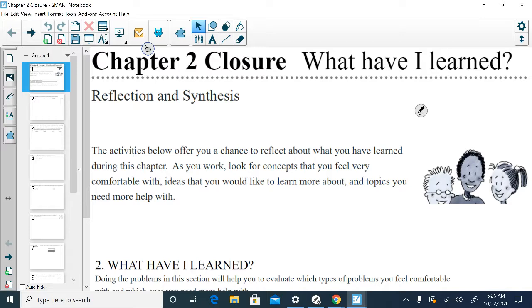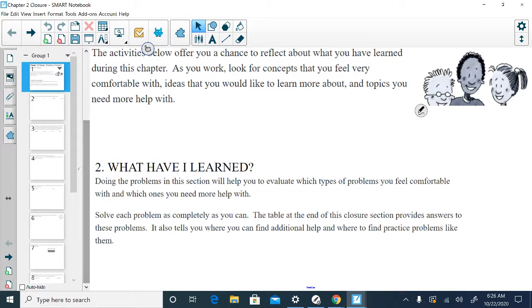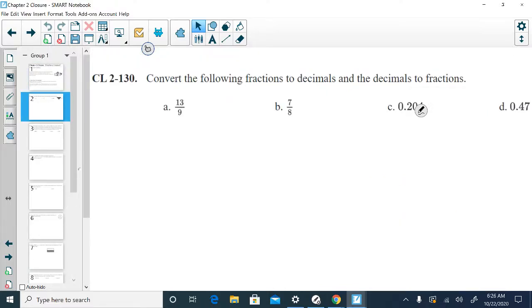All right. So what you're going to do in your ebook is drop down to part 2. You're going to skip the poster. And then it says, what have you learned? You're going to complete each of these problems. So we start here with 2-130, converting the following fractions to decimals and the decimals to fractions.